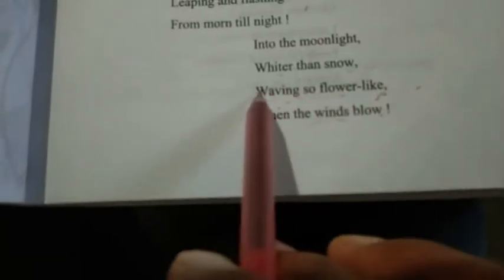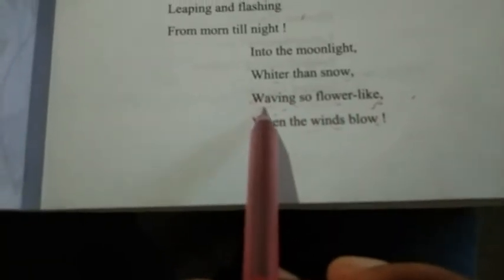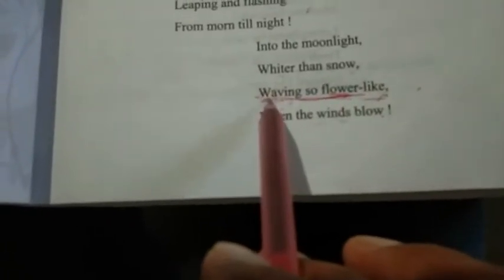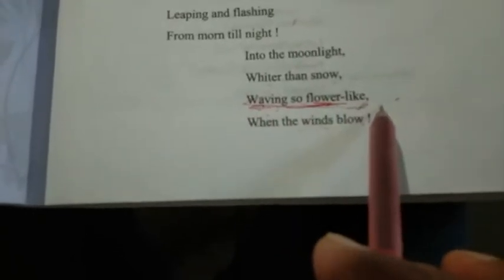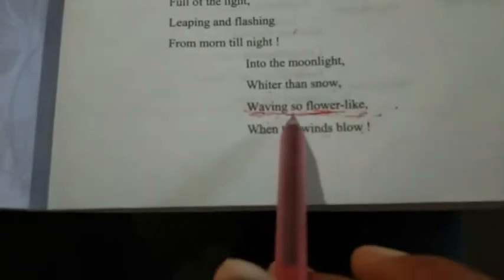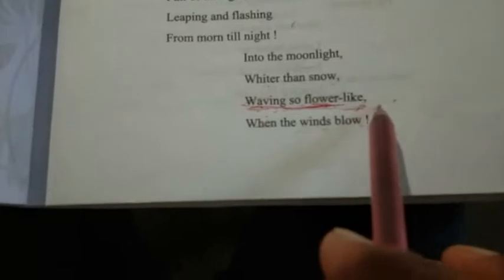So students, there the poet compares the fountain to a flower, waving of a flower. You can see here in this line, waving so flower like. So the fountain waves like a flower, and here we can say there is a figure of speech, that is simile, because here the poet compares the fountain to the flowers, waving of the flower.